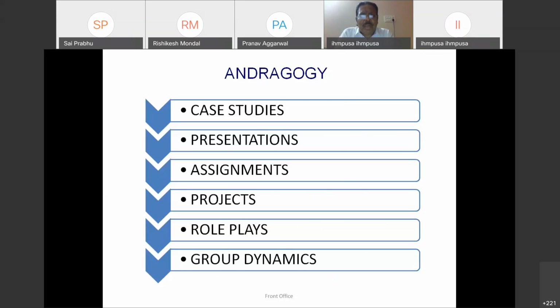Instead of teacher, I'm using the word facilitator. We call ourselves facilitators. So we try to facilitate your learning. Instead of teaching, we go for facilitating your learning, and this process is known as andragogy. Because you are all adults, we try to facilitate your learning.